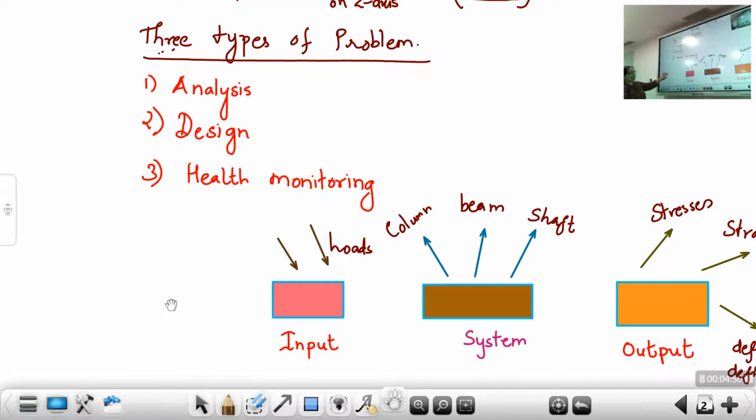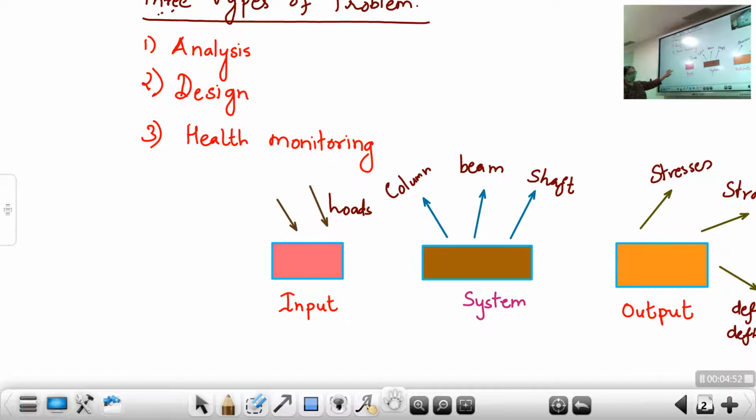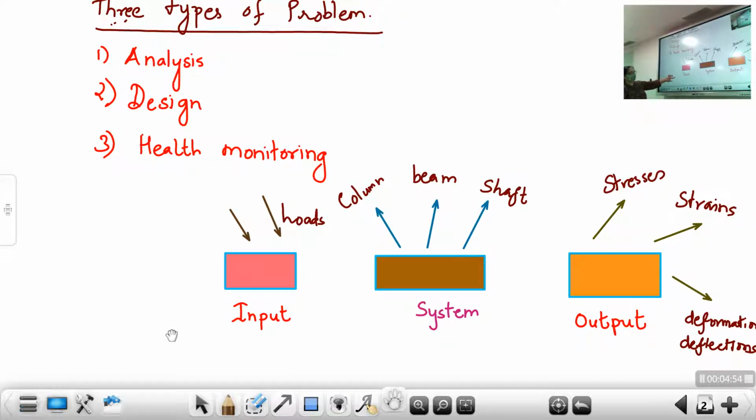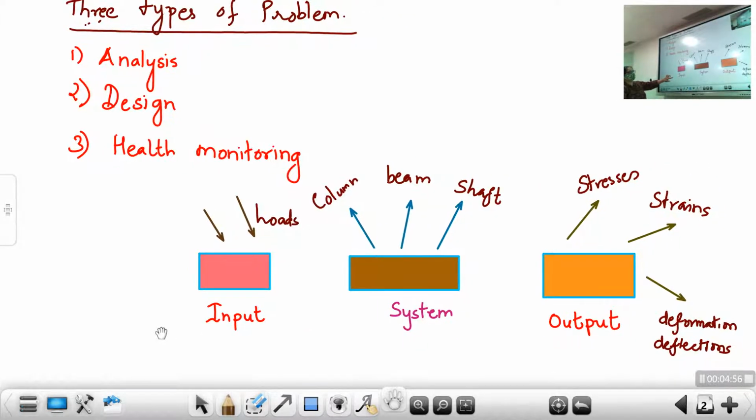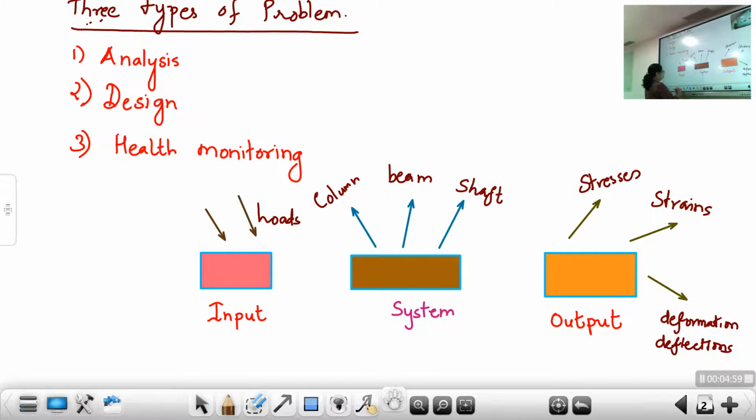So I've drawn a simple sketch for you to understand this. You can see this. We'll assume that this is our system. The system can be anything. It can be a column, it can be a beam, it can be a shaft, or it can also be a bar element. So this is the system which we want to, say, design. So there will be something called inputs and outputs.